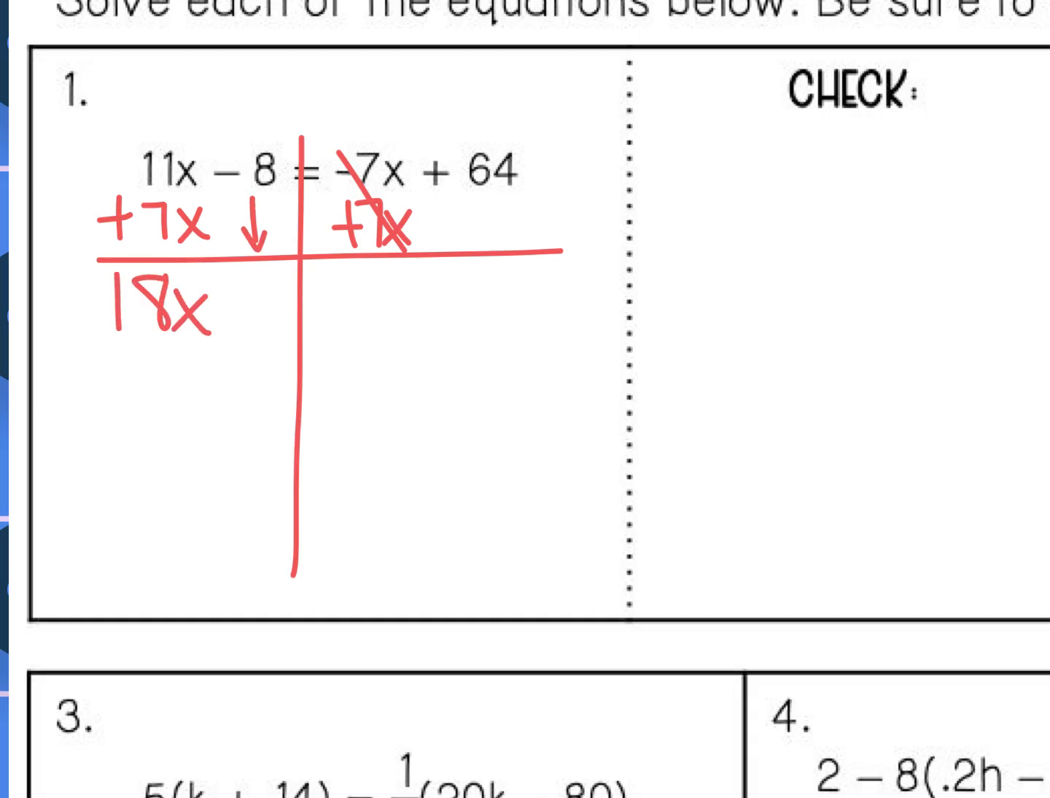Bring down this minus 8 equals 64. Now it looks like a 7th grade equation or a 6th grade equation, right? Undo the add, subtract. We have to move that constant. What is the constant? Negative 8. How do we move it? We're going to add 8.